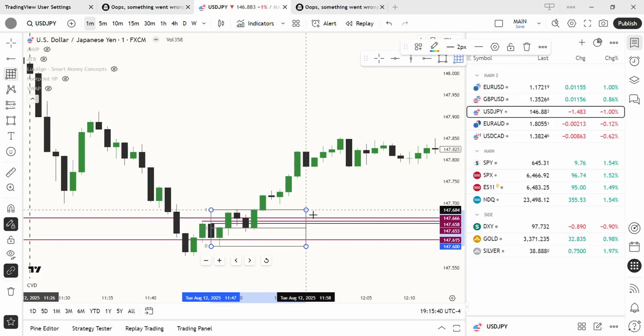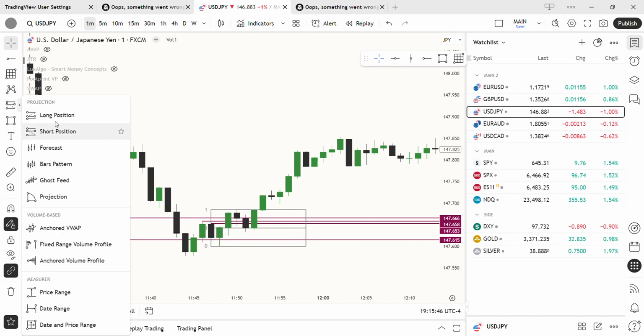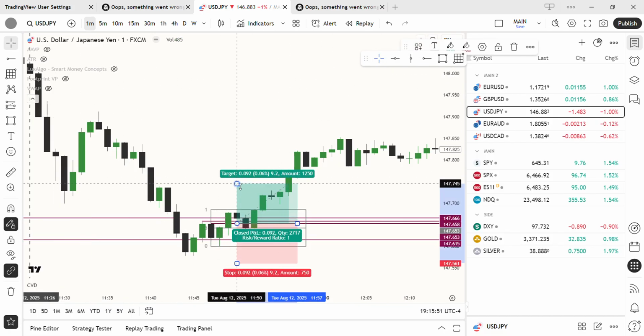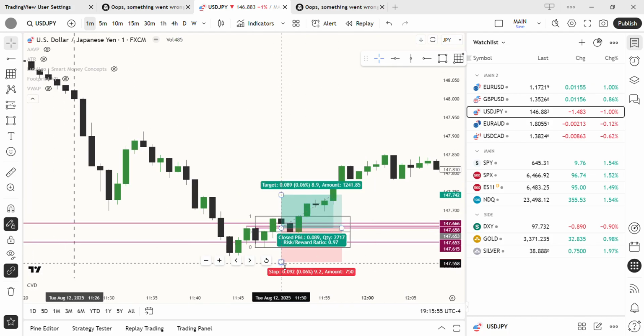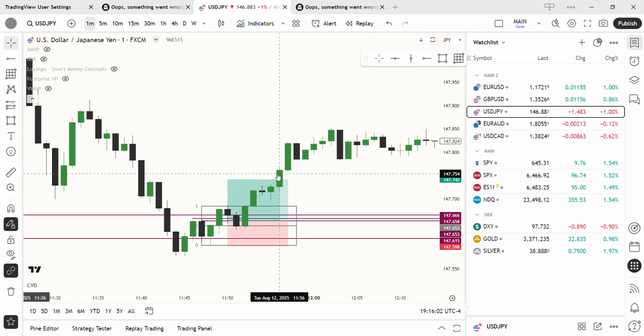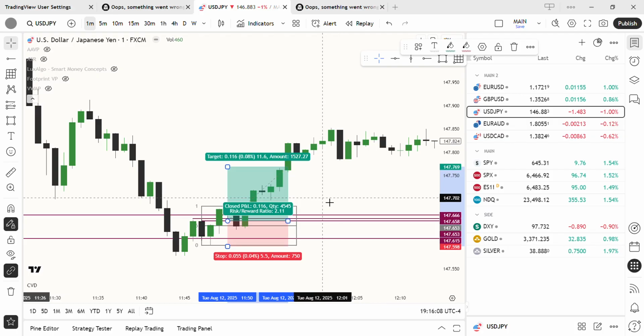Hit equilibrium. No fair value gap. Class B setup. Break structure. Enter off of this order block. Bam. Targets, these highs. Stops, probably this wick. 1.62 risk to reward. Maybe we aim for the top of this imbalance here. 2.11 ratio. W trade. One trade.